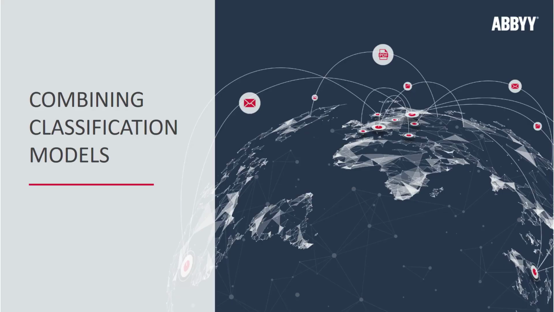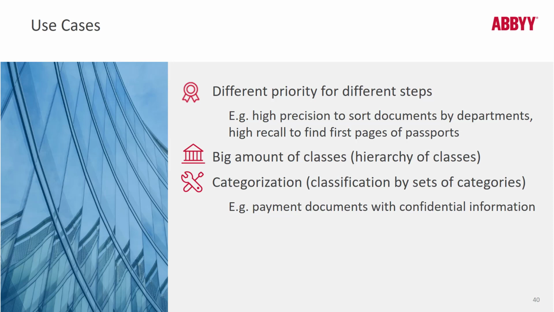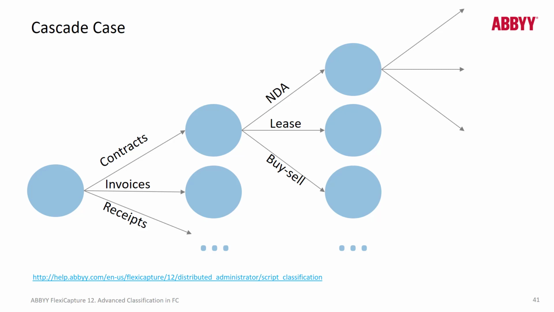You can combine classification models. So typically this will involve some scripting where you have a hierarchy of classifiers doing different jobs based on different needs. So for instance, we could have a first classifier separating documents into contracts, invoices, and receipts. But then we can link the contracts results to a second classifier that makes the contract classification more granular.